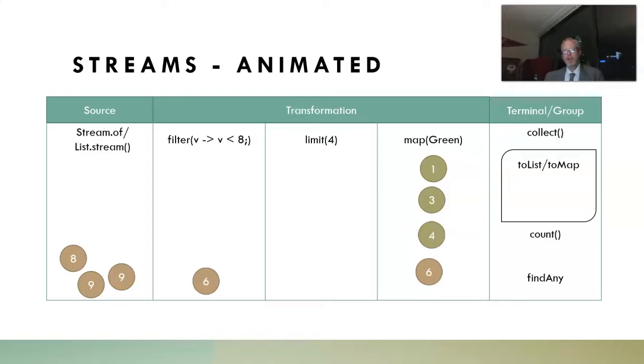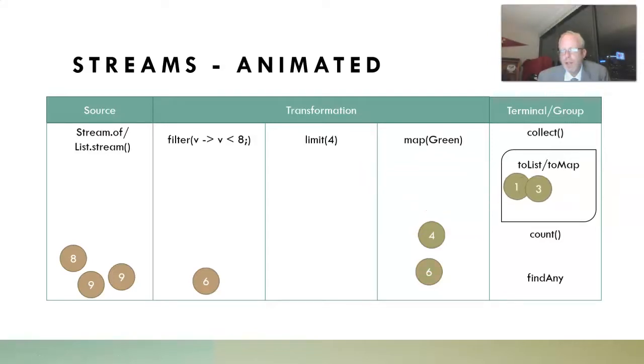So those are our transformation steps, and now we have a series of terminal steps that we can use to return a result. So oftentimes we'll use collect, and we'll say either collectors to list, which will return a list, or collectors to map, which will return a map. List, think array list, map, think hash map. So we could do a collect operation, and it's going to take each of these and put them into whichever collection we specify, and then return that.